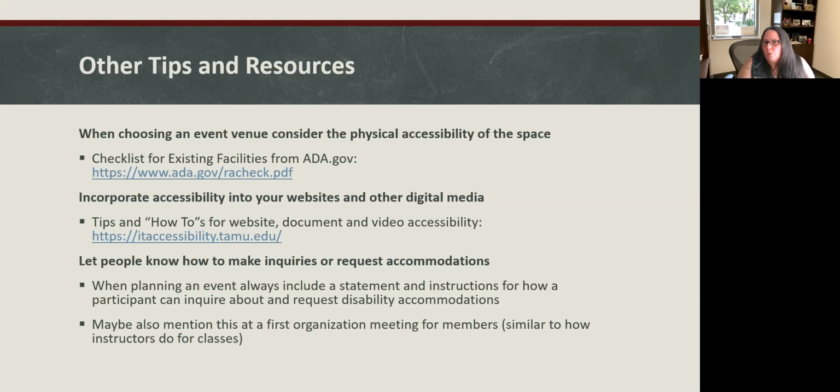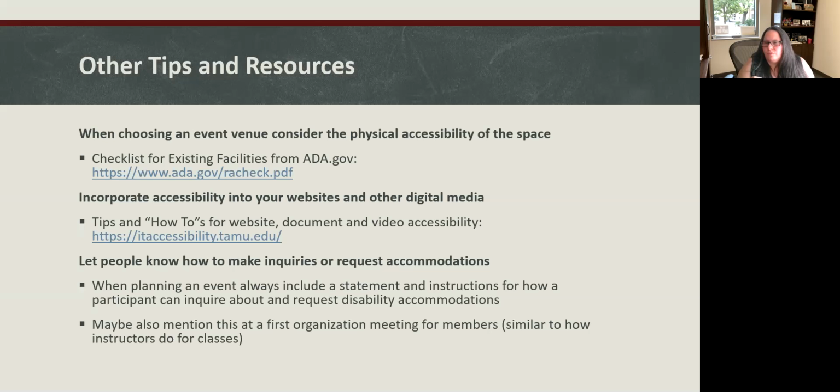For people who are looking at websites and digital media, our IT accessibility website for the university has a whole bunch of how-tos for website, document, and video accessibility. They also sponsor some trainings through Human Resources Employee Organization Development. So if you're looking to do a more formal training for an advisor or somebody who needs to know a little bit more in depth, you can definitely send someone to those trainings as well as these reference documents. And then just making sure that people know how to make those inquiries.